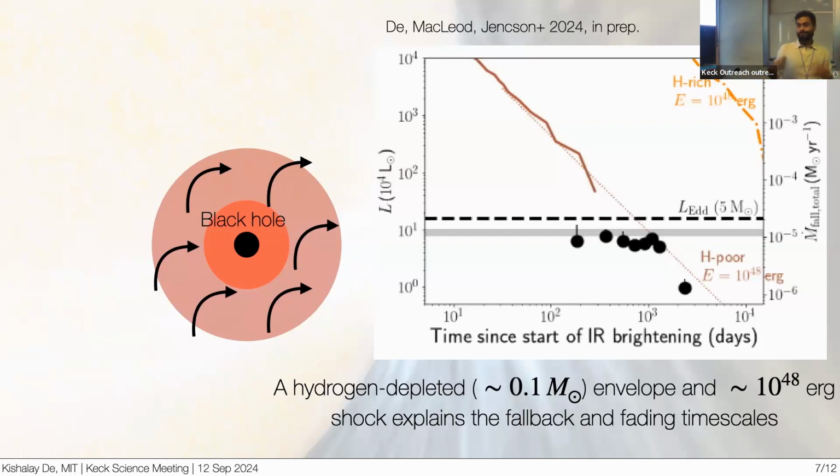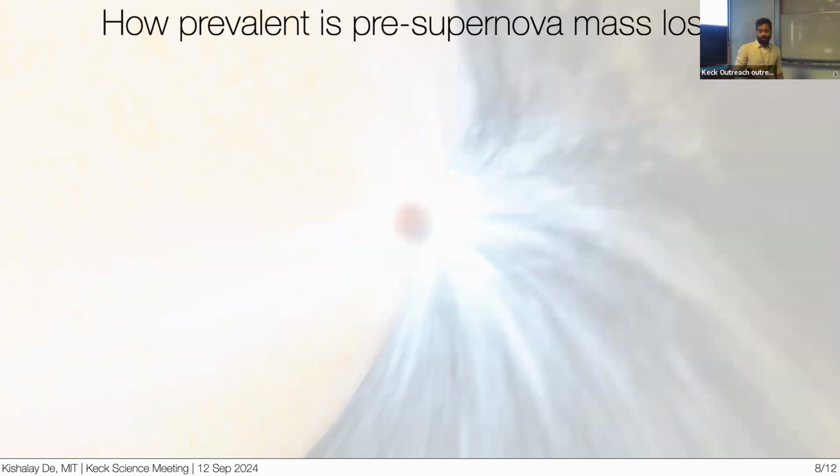But a related topic that's also come up, very relevant in this context, is that, like I said, mass loss seems to be necessary to explain properties of objects like these, the black holes that we are finding in time domain surveys. So the question that we are also answering at the same time is, how prevalent is this type of pre-supernova intense mass loss?